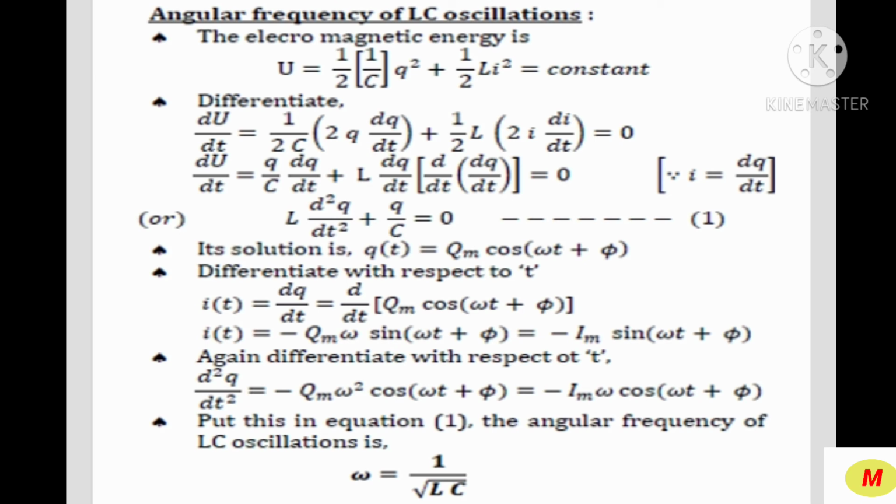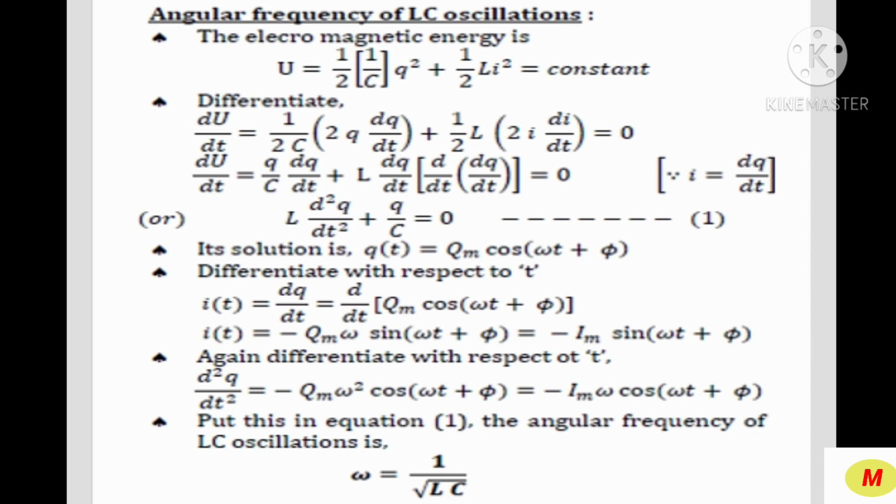Next, we are going to derive the expression for the angular frequency of LC oscillations. The electromagnetic energy equation can be written as capital U is equal to q squared by 2C plus half L i squared, which is equal to a constant. Next, we have to differentiate this equation. Before differentiating, we have to find out what the constants are. Here 1 by 2C and L by 2 are constants, so we cannot differentiate them; we have to keep them as they are.